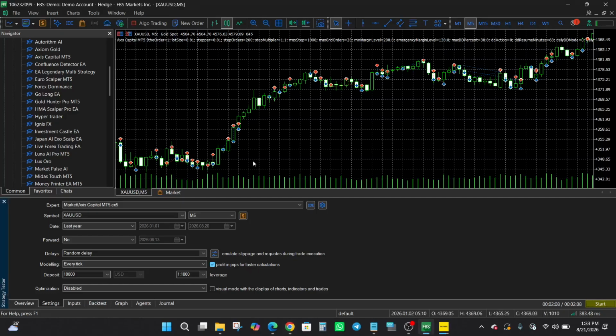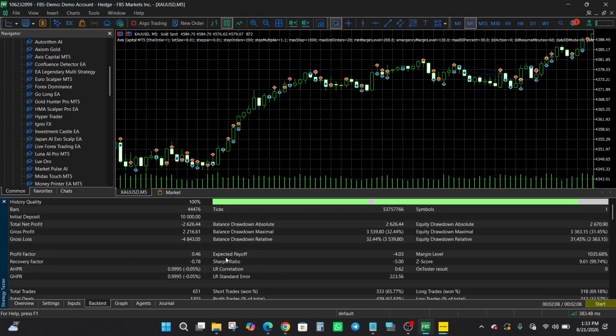So now we're just going to briefly look at the historical backtest results. I tested the Axis Capital on XAUUSD on the M5 time frame as recommended, over the past about 8 months. We can see from the results that the initial deposit is $10,000, but the total net profit was negative $2,626.44. So that means about 26% of the account was lost.